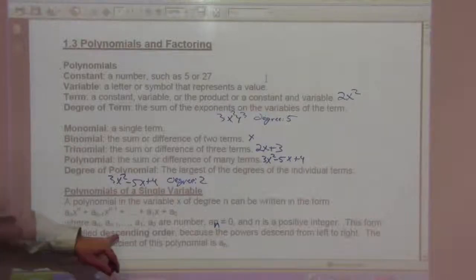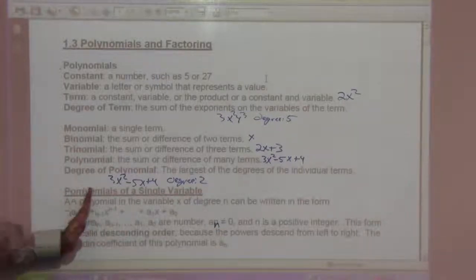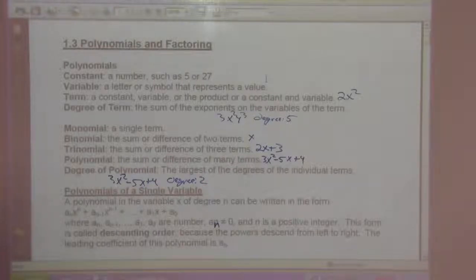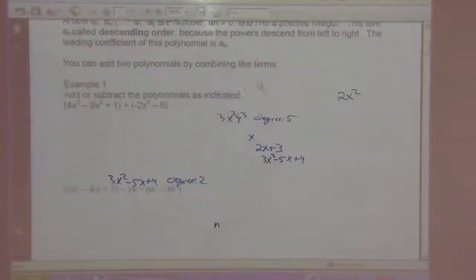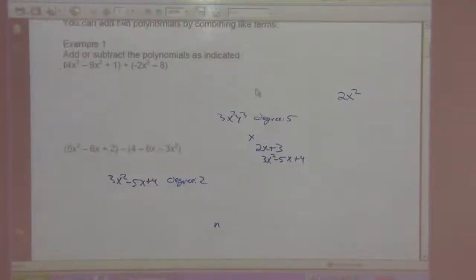This form is called descending order. You're going from a high degree to low degree because the powers descend from left to right. The leading coefficient of this polynomial is a sub n. So whatever the coefficient of your highest power is, that is your leading coefficient. You can add two polynomials by combining like terms.